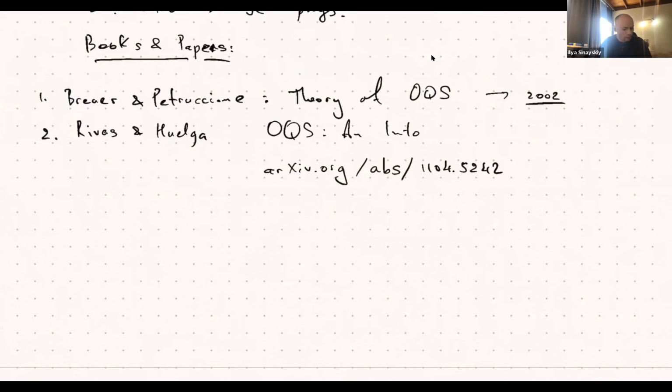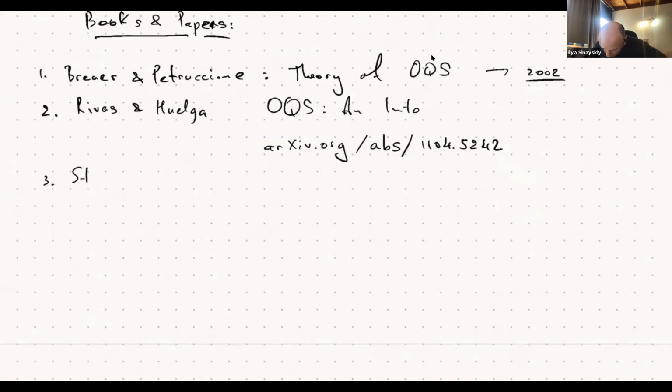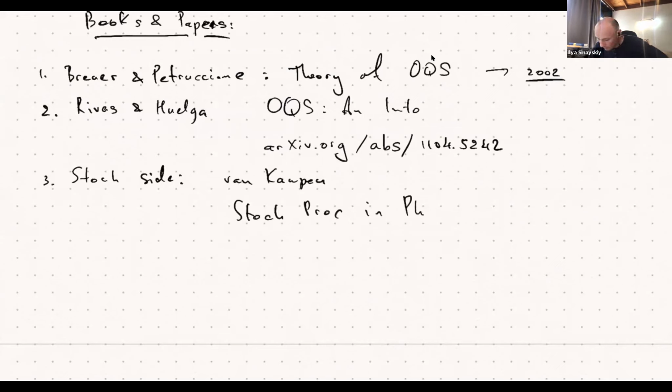So what else? On the stochastic side, I can recommend a kind of standard book, which was written by Van Kampen many years ago, called Stochastic Processes in Physics and Chemistry. It's a very good introduction into the theory of stochastic processes, irrelevant of classical or quantum, so both are covered.